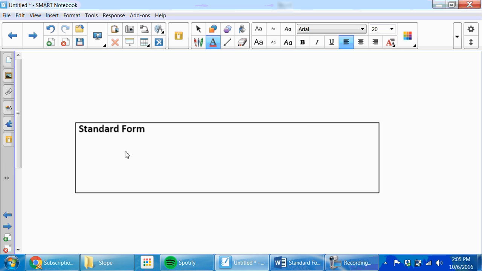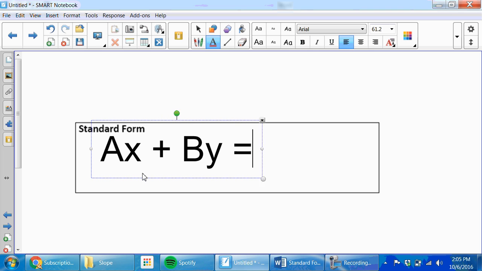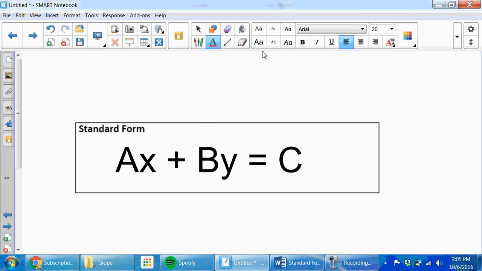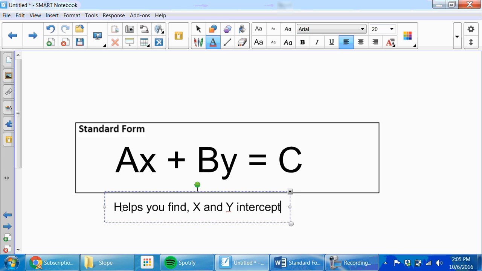Okay, so down here, the big thing we want to say for standard form is that it is a certain type of function. It is ax plus by equals c. And really what standard form does is it helps you find x and y intercepts.